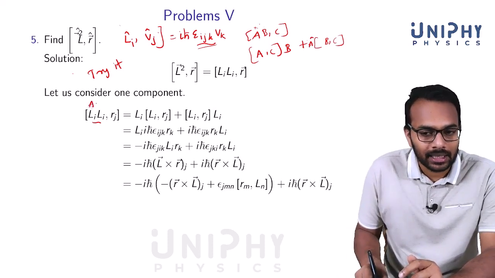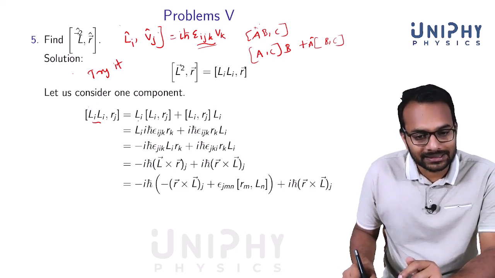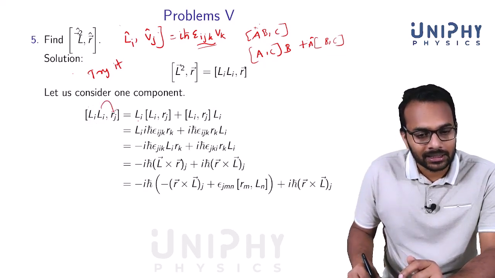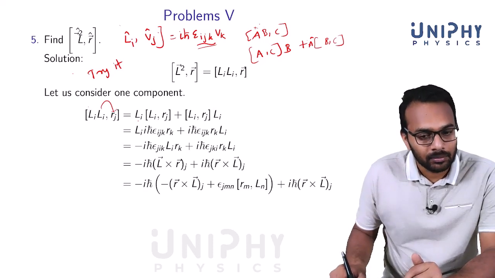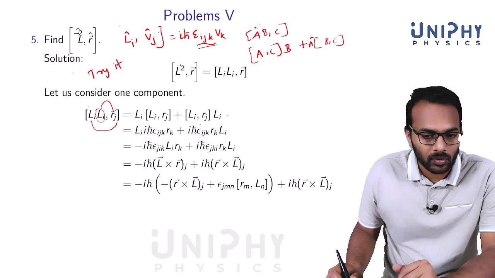This is A and B. All right, so you do it with both. This is Li. I've taken this combination first, so this Li comes on the left side, plus then I have taken this combination, and this particular Li comes on the right side. Okay, fine.